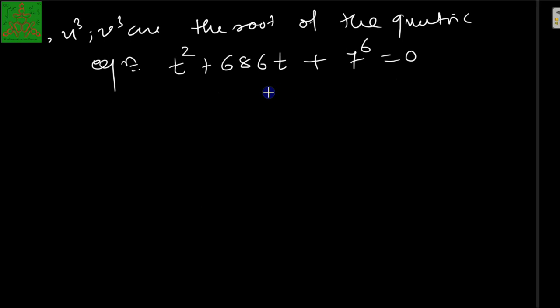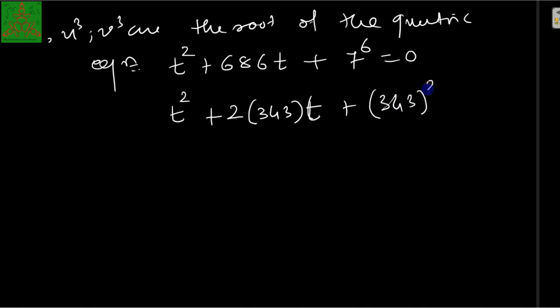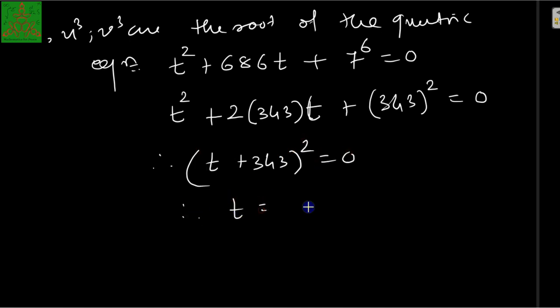So you can see that this is t square plus 2 into 343 into t plus 343 squared equal to 0. So this gives you t plus 343 whole square equal to 0. So that gives you t equal to minus 343. This is the repeated root. That means u cube equal to v cube equal to minus 343.